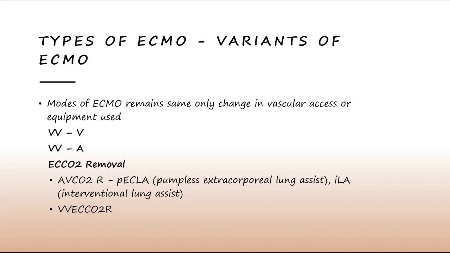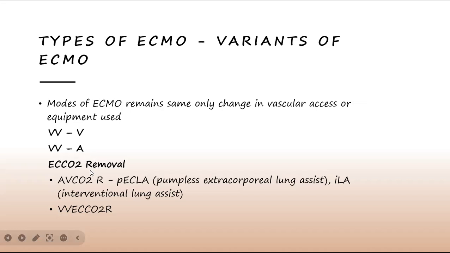Say, for example, in a VV kind of ECMO, if I add one more vascular access for drainage, that becomes VV-V. In a VA ECMO, if I add one more vascular access for drainage, that becomes VV-A. That means it's a major drainage I'm adding on the vascular side. So this is called a variant of ECMO, wherein your modality of ECMO remains technically the same, and the only thing that changes is the number of vascular accesses. So two venous vascular accesses have been established here. That is called a variant of ECMO.